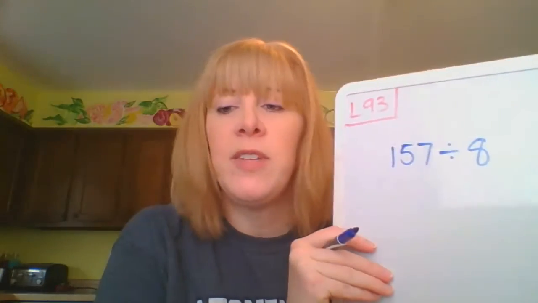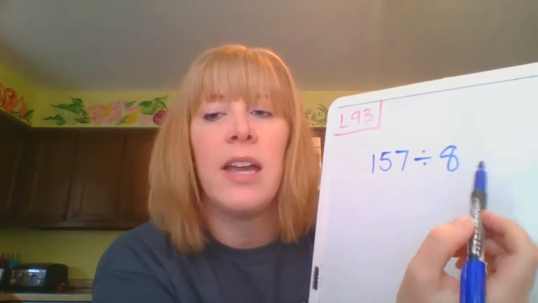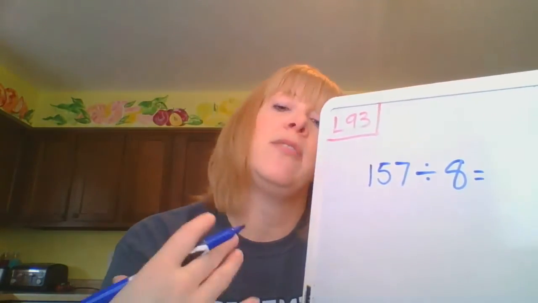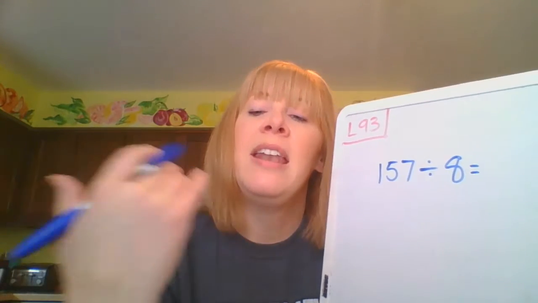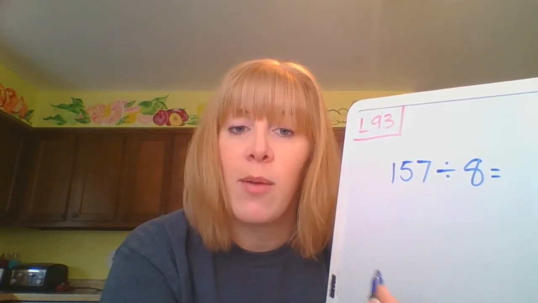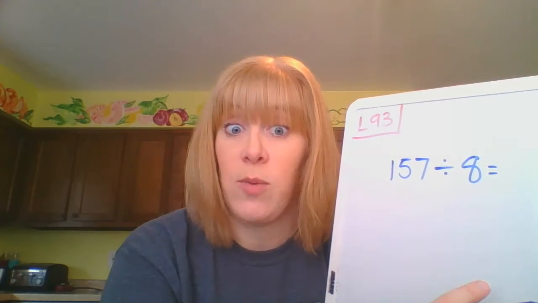All right, so let's say I have 157 divided by 8. So 157 is my dividend, 8's my divisor, but I want to use round numbers that are going to be easy for me to do mental math with. Now I'm going to look at these numbers and say, hey, do I need to change everything? Should I round everything? Or is there an easier way that I could do this?